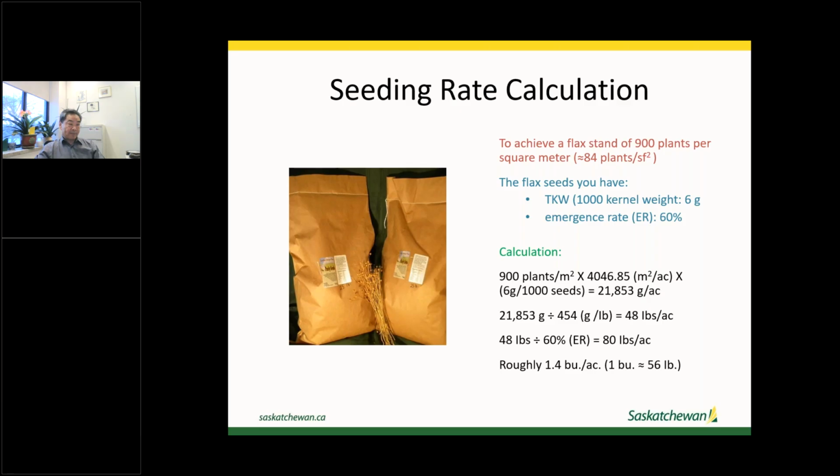And now, let's see how seeding rate is calculated. I use flax as an example to demonstrate how we calculate seeding rate. Recent research by Dr. Steve Shirtliffe at the University of Saskatchewan found that a high seeding rate would help overcome weed pressure and give a better crop yield. His numbers are pretty amazing, going up to 2,500 seeds and plants per square meter.